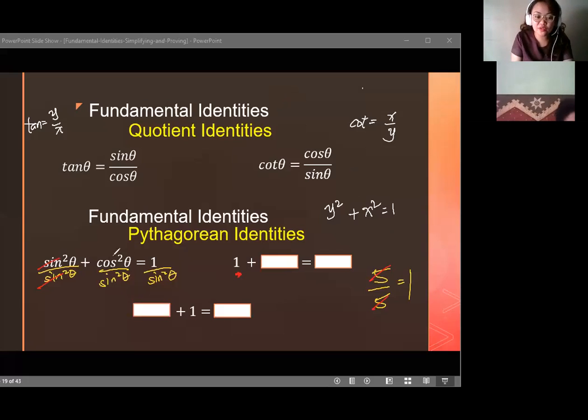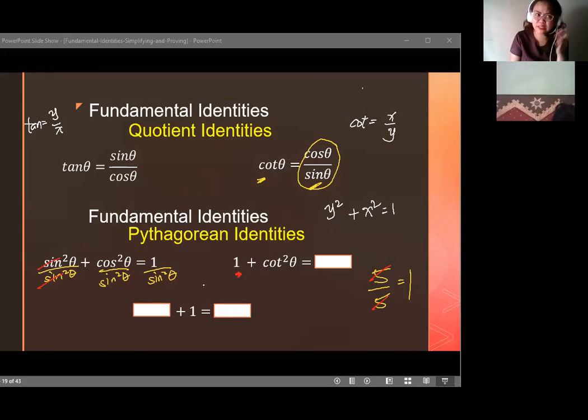Now we have cosine over sine. We studied this a while ago, right? What's cosine over sine? Cosine over sine is just equal to cotangent. So instead of writing cosine squared over sine squared, we now write cotangent squared. And then lastly, we have 1 over sine.